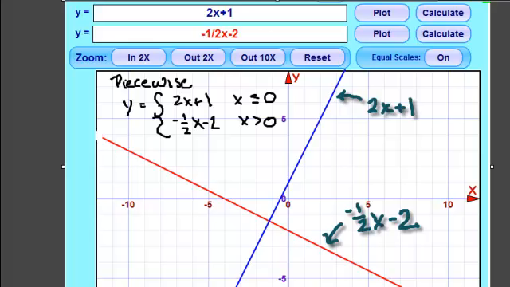Alright, here's our piecewise defined function. Now, I've gone ahead and graphed 2x plus 1 and -1/2 x minus 2. This is how I usually graph a piecewise defined function. I just go ahead and graph the whole thing. Then I see, here's my 2x plus 1 right here, the blue line. And it's only valid when x is less than or equal to 0.